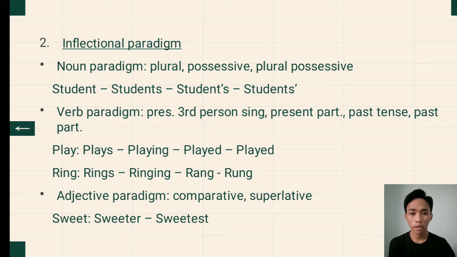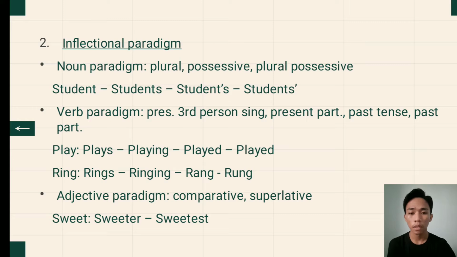Noun paradigm, which includes plural, possessive, and plural possessive. For example, student, student's, students, and students'. Second is verb paradigm, including present third person singular, present participle, past tense, and past participle. For example, of word play, plays, playing, played, and played.